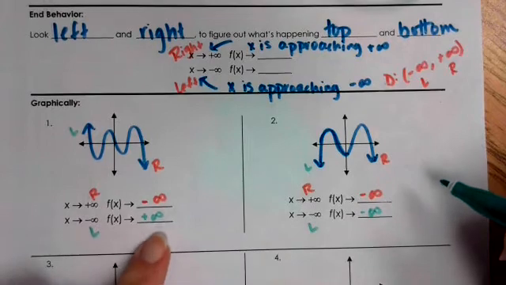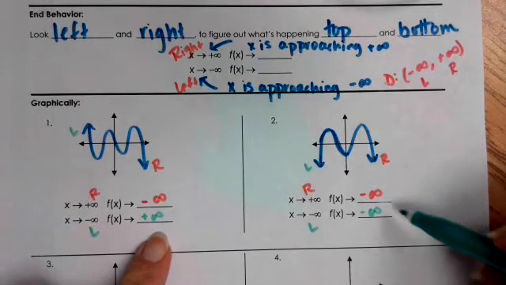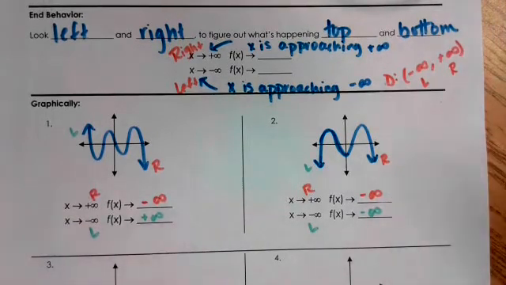So we can have a positive and a negative infinity from my end behavior, or we could have something that's the same. It just depends on your graph.